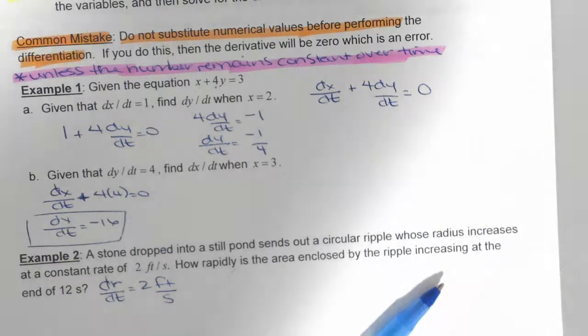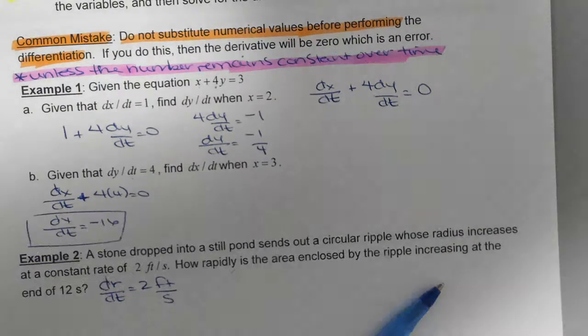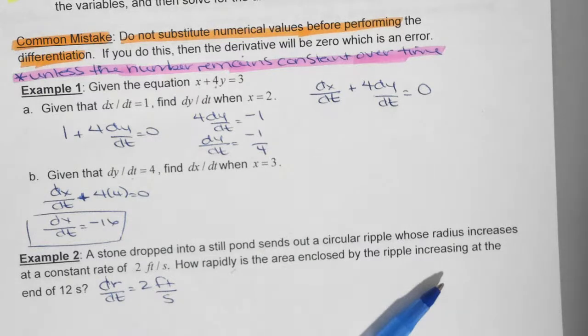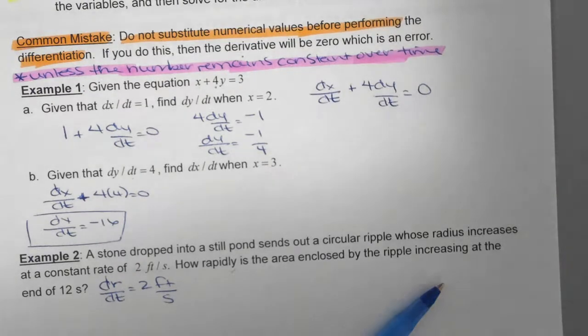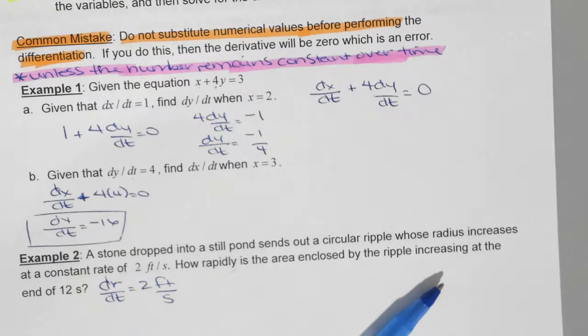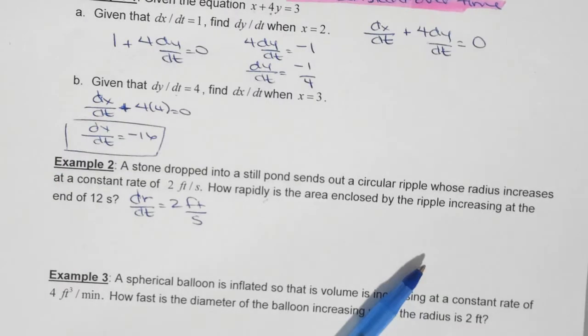Okay, so that is a rate of change. How quickly something is growing, how rapidly something is growing. These are all key words for a rate. So let me ask you again. How rapidly is the area increasing?